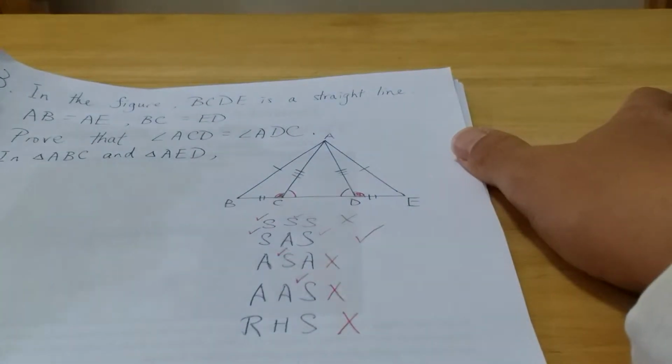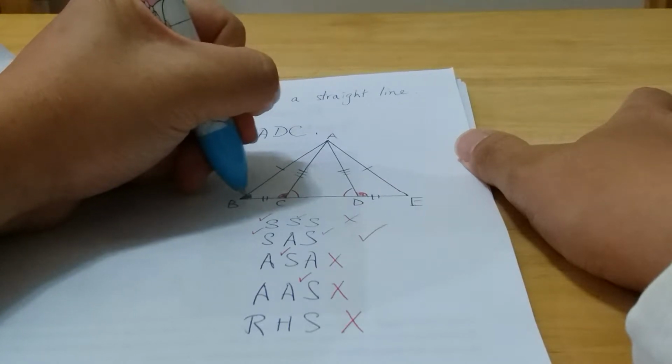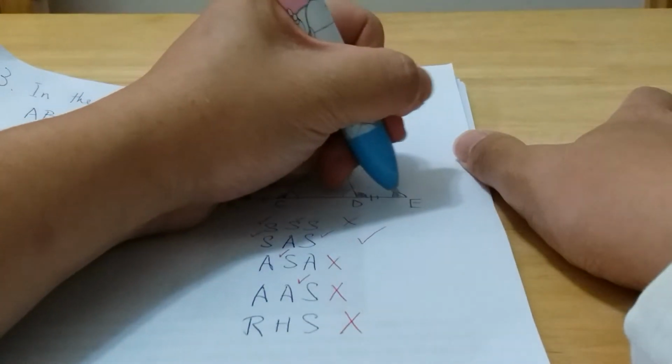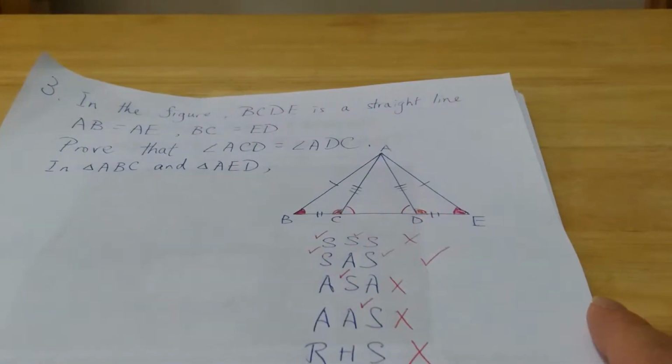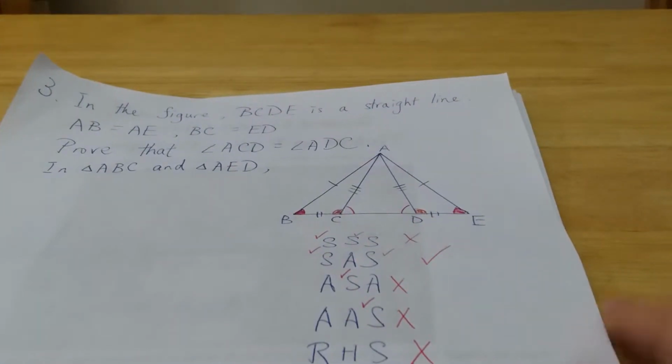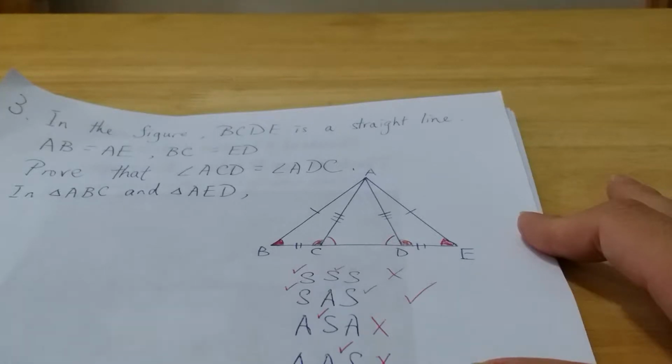So what we can do is the SAS. For SAS, we have two S's here. The only A is this one. We are going to prove angle ABC equals angle AED. Can we prove it? The answer is yes, because we can use base angles of isosceles triangle. Because AB equals AE, these two angles are equal. Now let's write down the answer for this one.